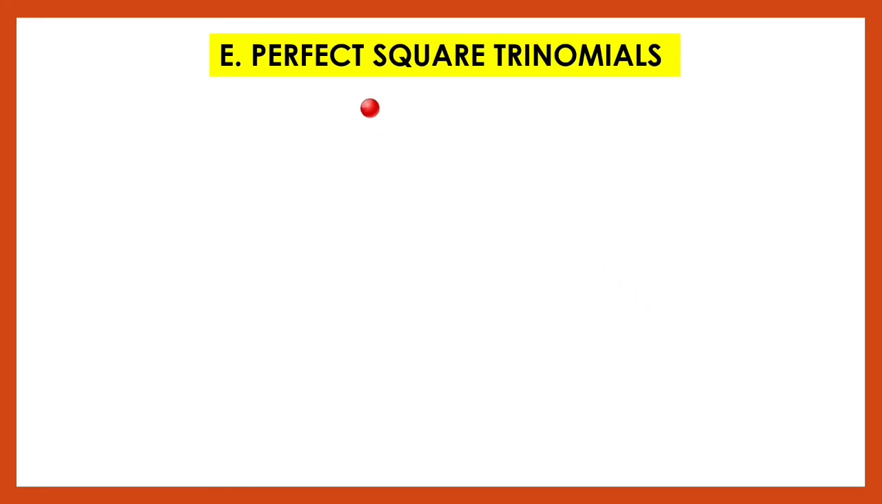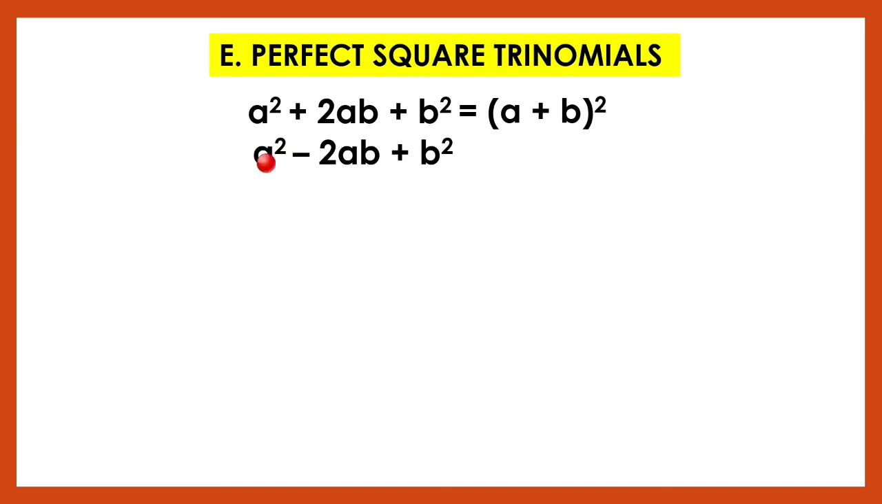Let's have another type of factoring. Factoring perfect square trinomial. So, we have a squared plus 2ab plus b squared. Ang factors niya ay square of a plus b. Kapag meron naman tayong a squared minus 2ab plus b squared, so ang factors niya ay the square of a minus b. Paano natin malalaman na yung given ay perfect square trinomials?